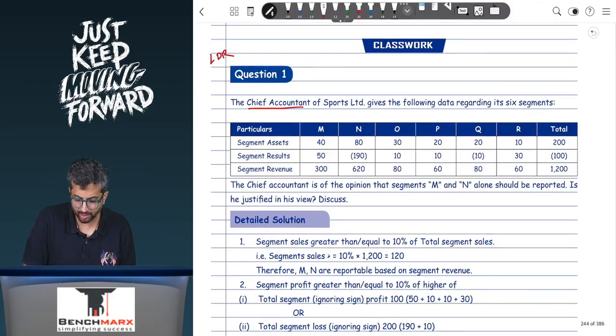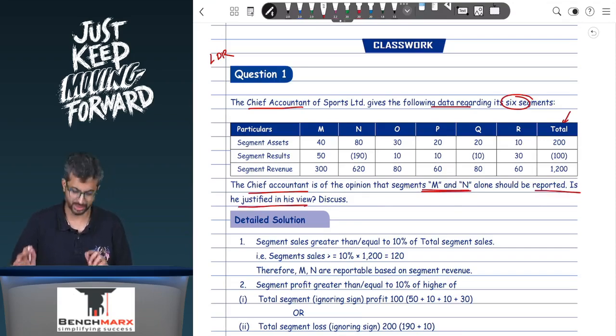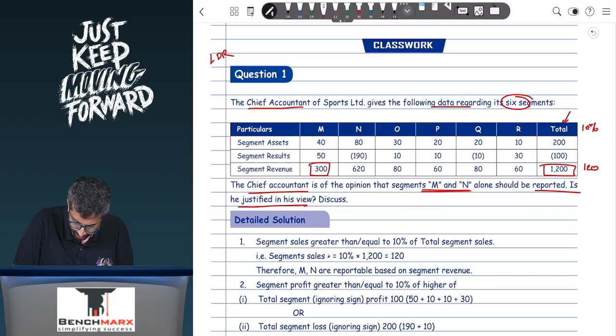The chief accountant of Sports gives the following data regarding the 6 segments. So, you have the data regarding 6 segments and a total balance also given. The chief accountant is of the opinion that only M and N should be reported. Is he justified in his view? Okay, so how will I do that? I'll first look at the threshold for revenue. So over here, this is 1200 into 10%, which is going to be 120. So segments which have a revenue of greater than 120 or even equal to, that is M and N, should be reportable. So based on segment revenue, M and N would be reportable.